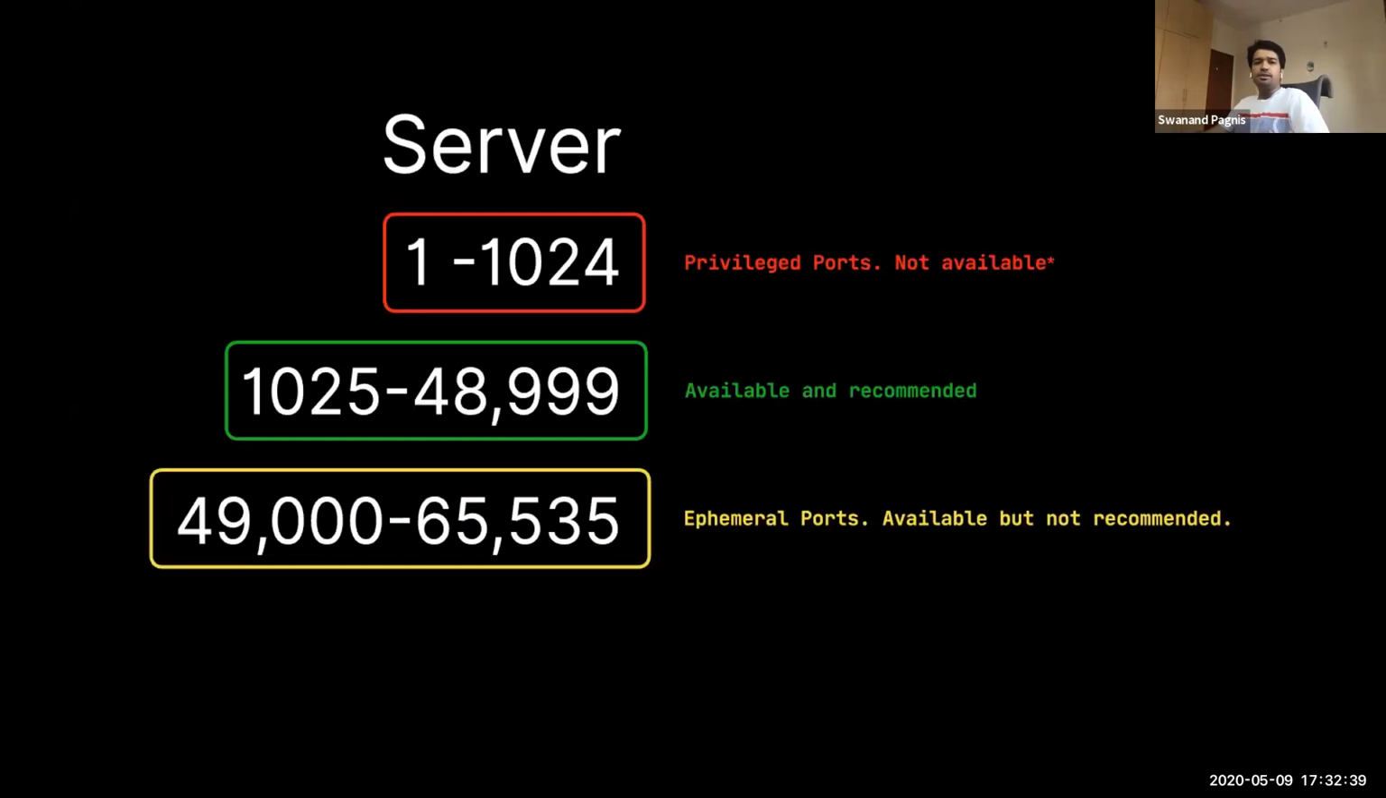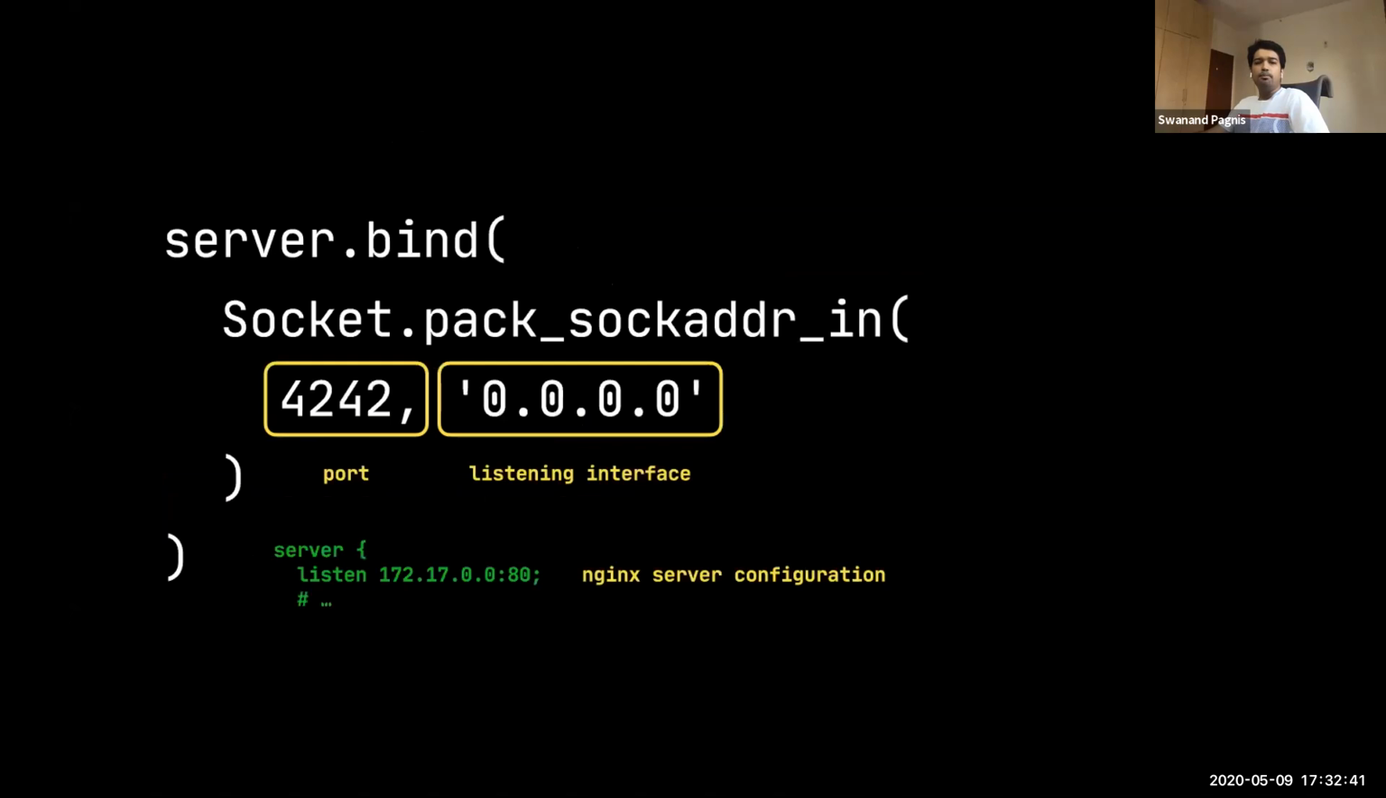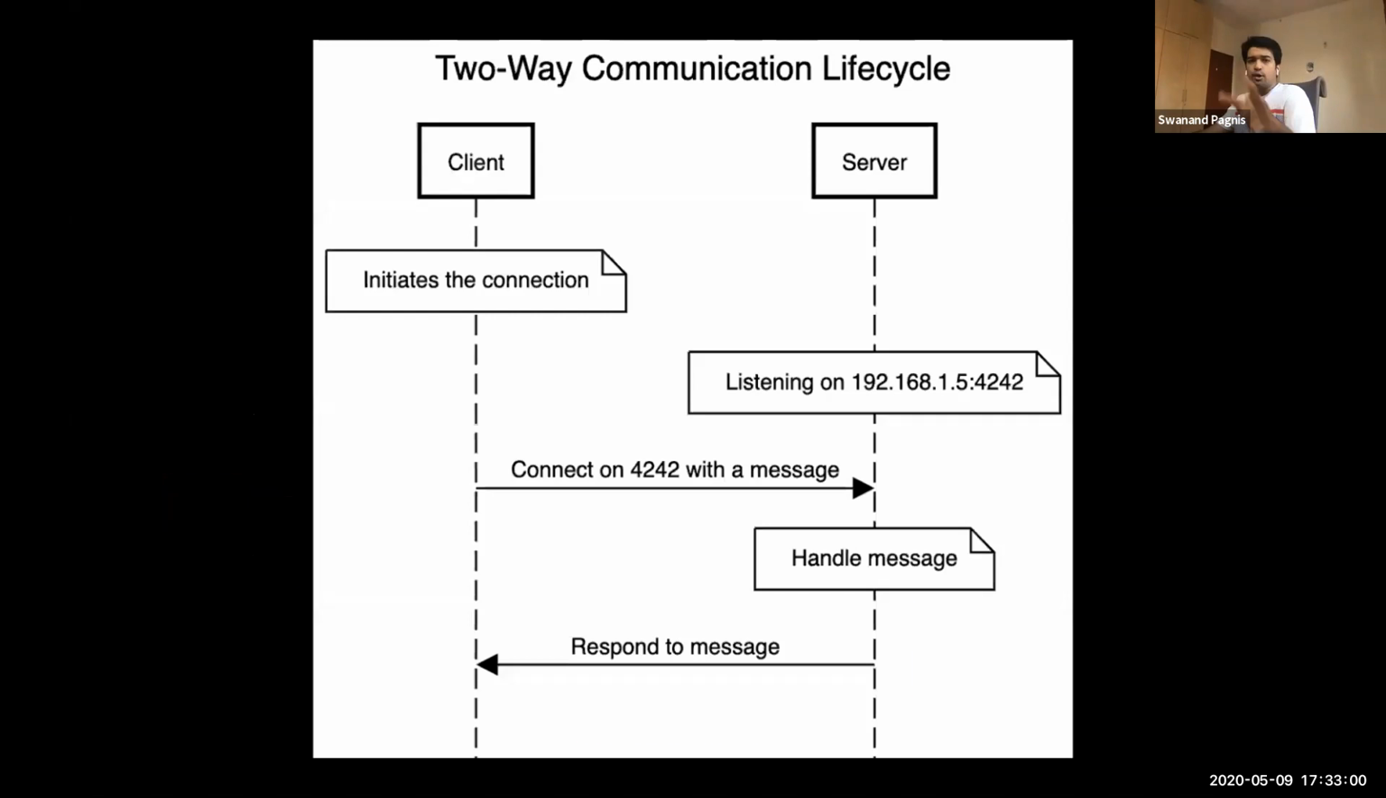One thing I forgot to mention is that when we do the bind, the moment one socket binds a port, it becomes unavailable to all other sockets. If you've seen the "server already in use" error or "port already in use" error, it comes because somebody is already bound to that port. Okay, back to our two-way communication.